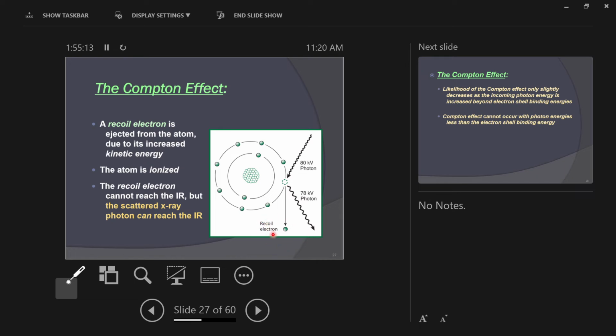What's it going to do? It's going to go run into another atom and maybe knock out an electron from another atom, maybe make a characteristic interaction or a Brem's interaction and make some other scattered photons, maybe, okay? But it's definitely not going to get to the image receptor. But the scattered X-ray photon can.